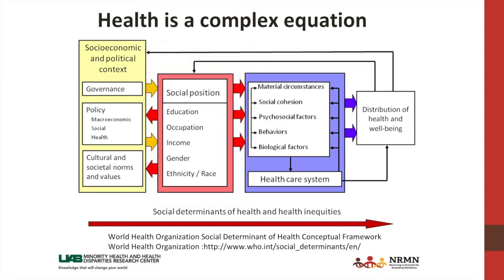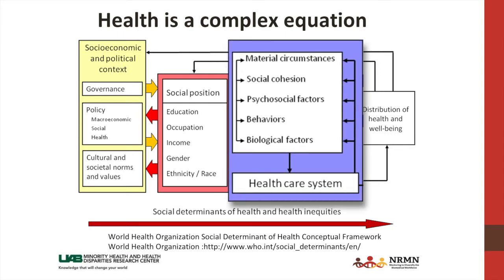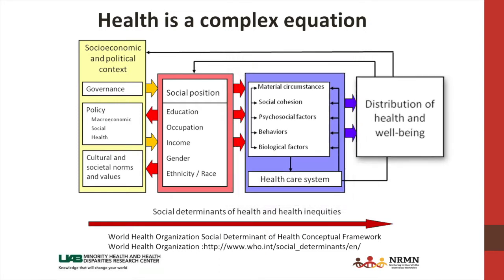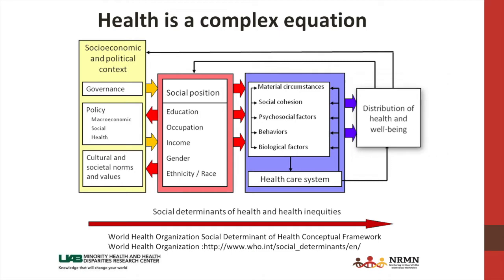And these education, occupation, and income factors could also impact the resources an individual has, their social network, their stress and psychosocial factors, their behavior, and also their biological factors, which can also impact the health care they receive. And all these factors interact together and, in the end, impact the distribution of health and well-being.